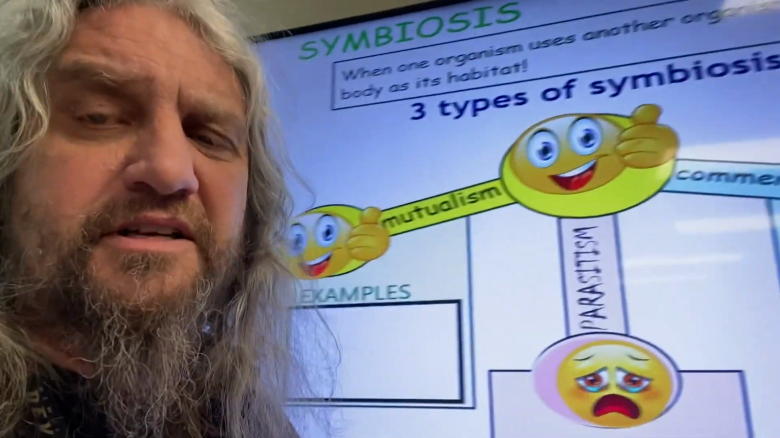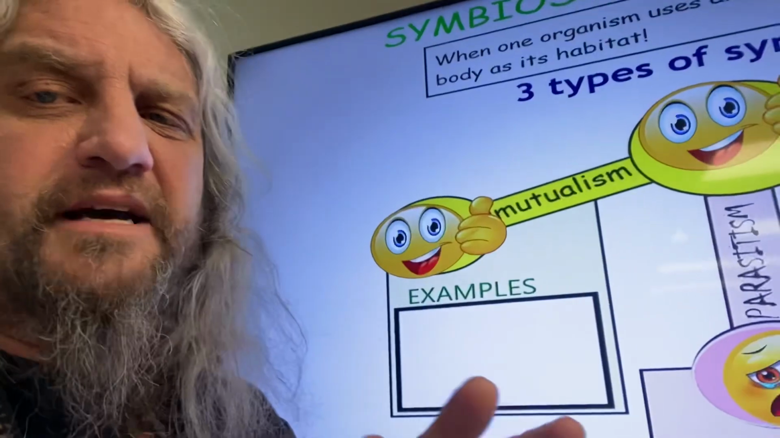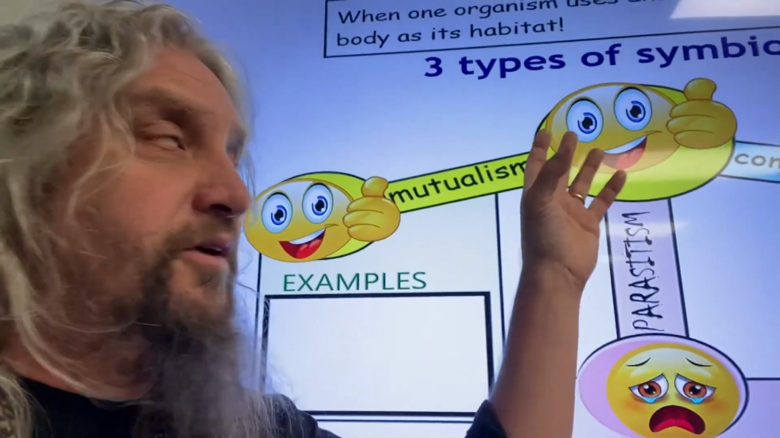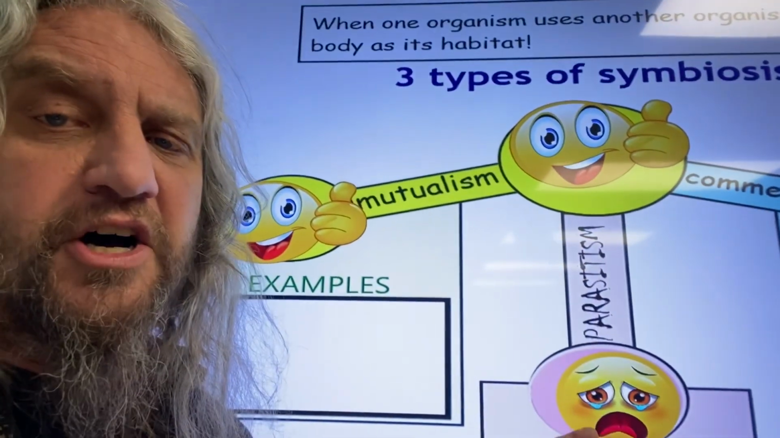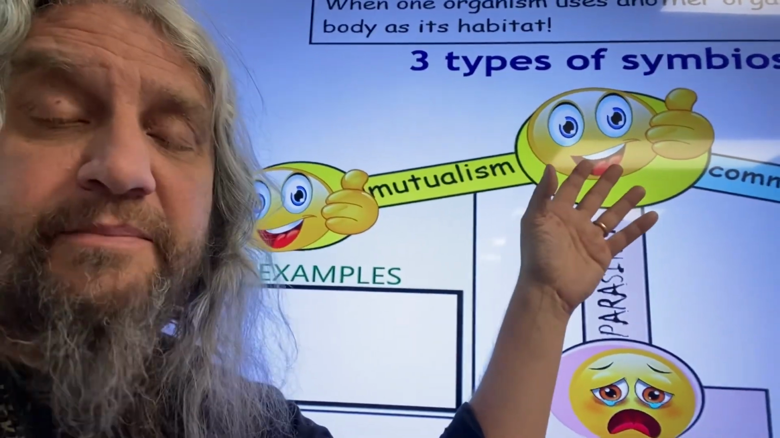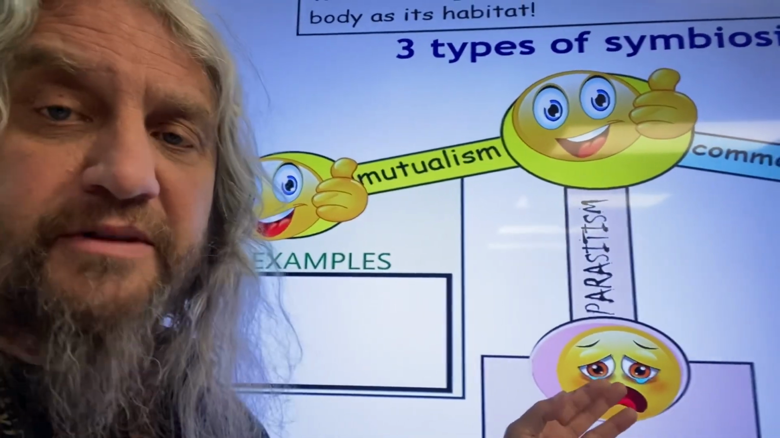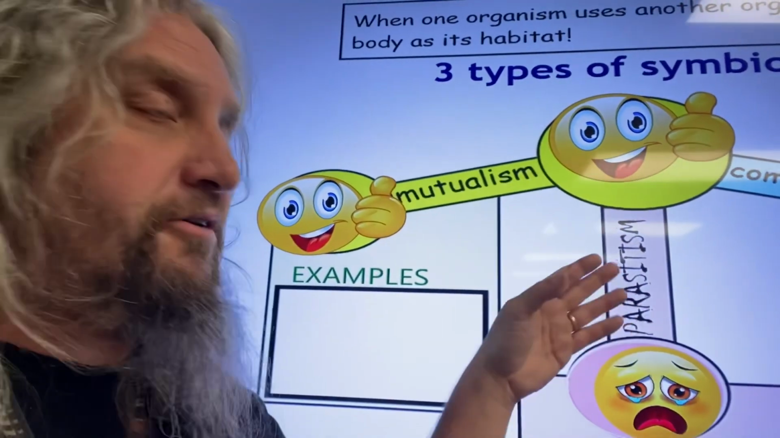Interesting, really interesting stuff. I think the most interesting one, though, of course, is the third type of symbiotic relationship. That's when one benefits and the other one is harmed. We call the one that benefits the parasite. And the one that's harmed, we call them the host. And their relationship is called parasitism.